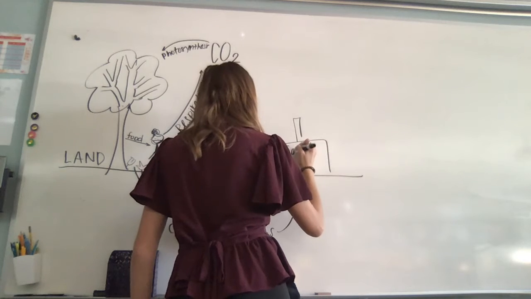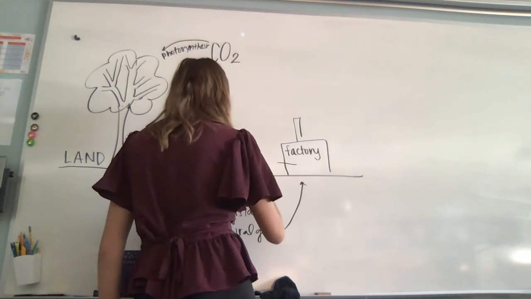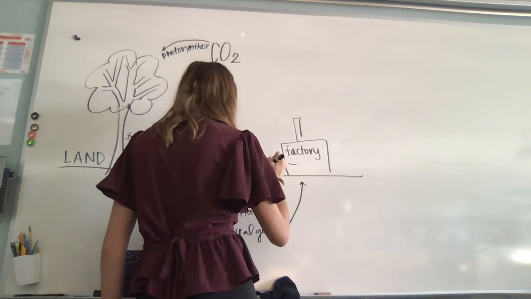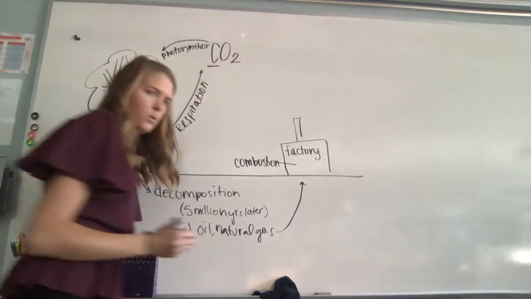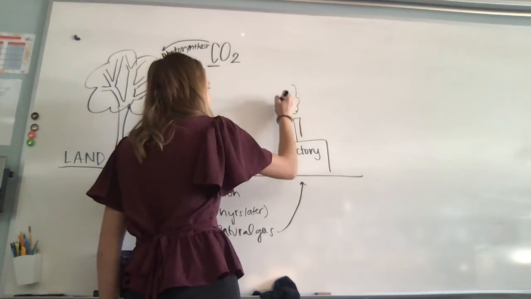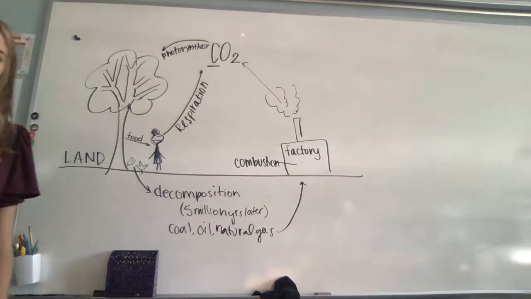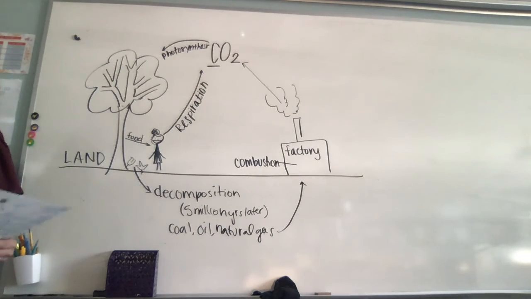So here's our factory. And the factory is going to use combustion. They're going to burn it. They're going to burn that oil and fuel, and it's going to put it back into the air in the form of what? That's right, CO2. So that CO2 is again going to be released back into the air through the factory.